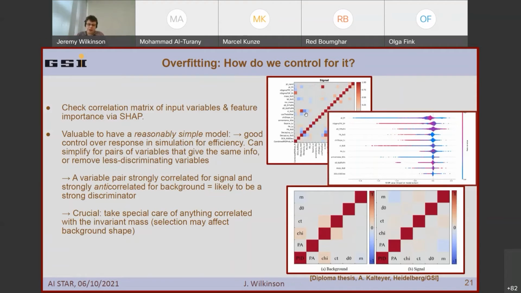So we can simplify for pairs of variables that give the same information. For instance, if we have both the decay time and the decay length of a particle, these are basically going to give the same information, so we can simplify this down to a single one. We can also remove variables that are less well discriminating. And then the crucial thing is that we have to take special care of anything that has a correlation with the invariant mass of the overall particle, to avoid the effect that I mentioned in the previous slide.